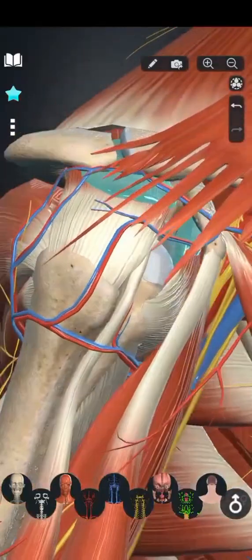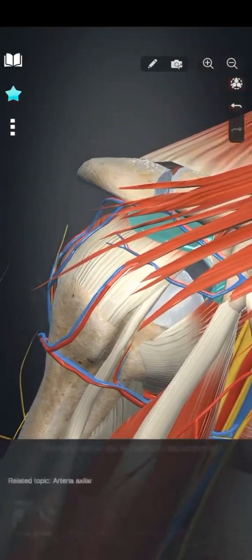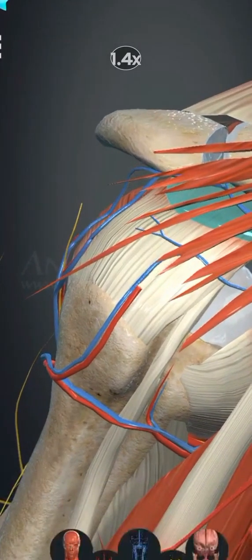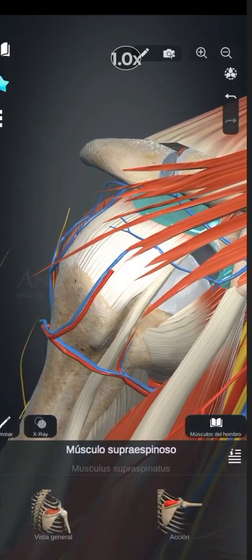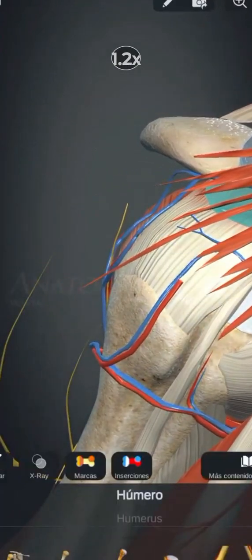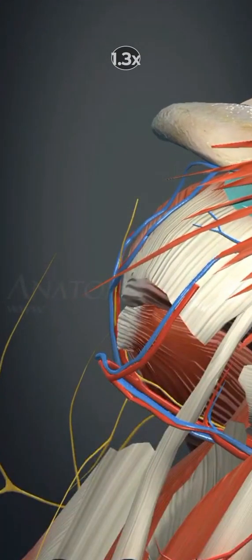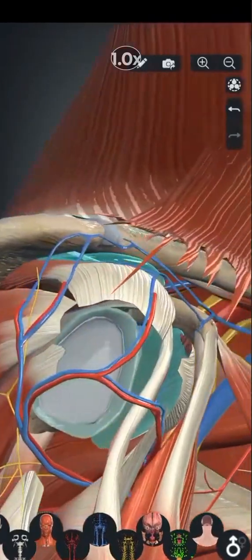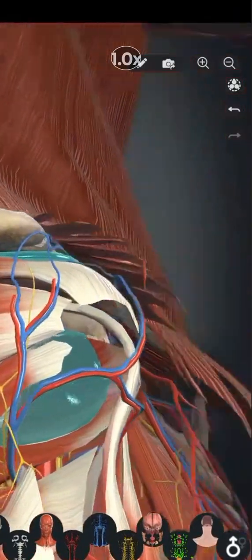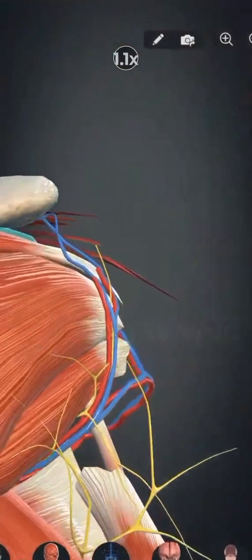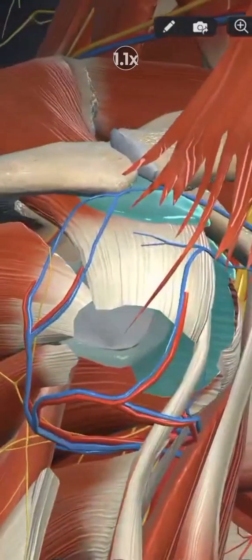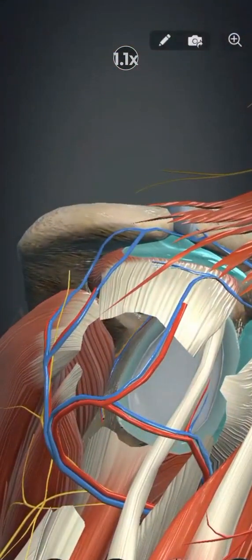Contents of the axilla. General organization. The axilla contains a large amount of loose connective tissue and fat. This adipose tissue acts as a cushion, protecting delicate structures such as nerves and blood vessels. At the same time, it allows these structures to move freely during arm movements without being compressed or damaged.